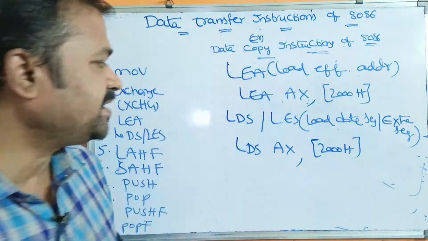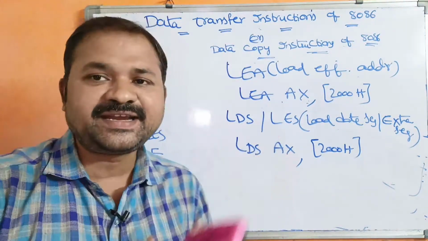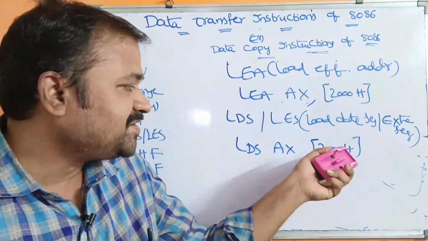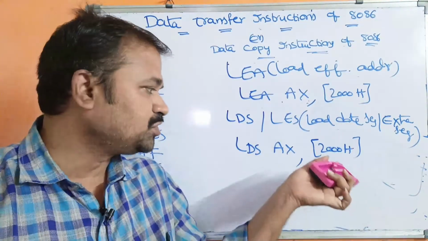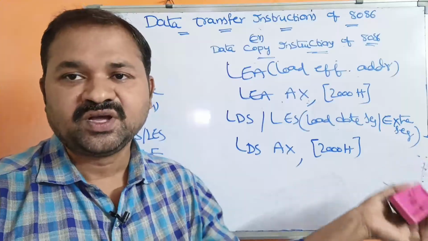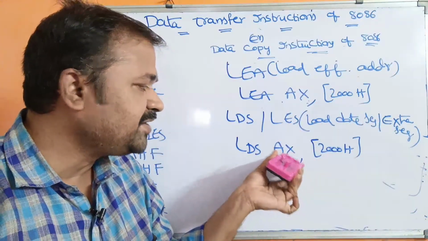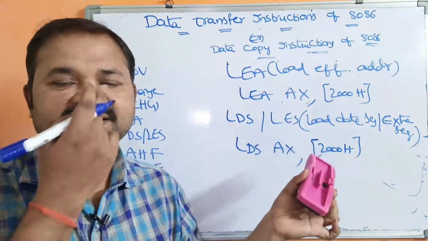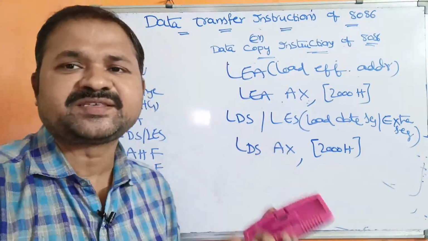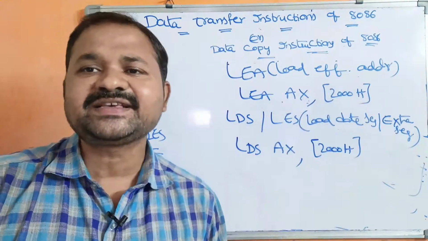So now what will happen? Load data segment register with the content of the memory location. Let 2000H contain 1, 2, 3, 4. Now that 1, 2, 3, 4 will be loaded into AX. AX is nothing but a general purpose register which is used in the data segment.